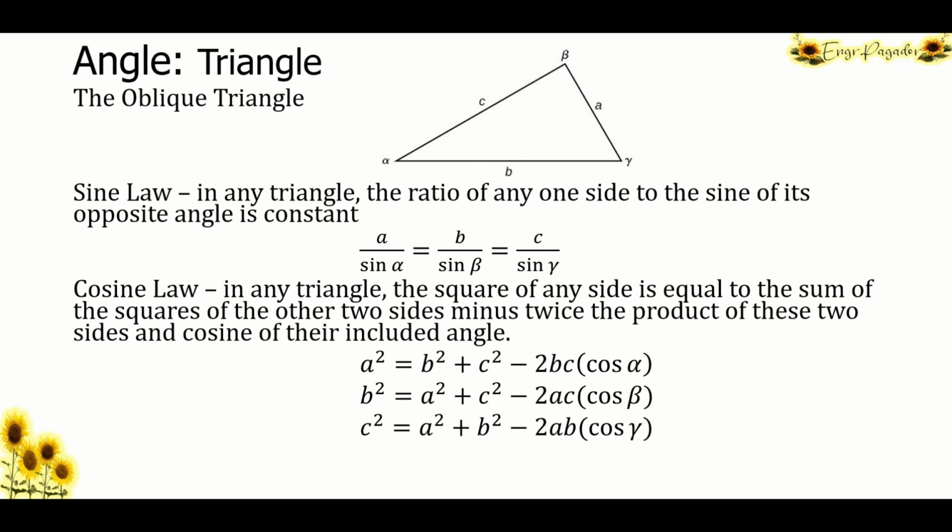For cosine law, in any triangle, the square of any side is equal to the sum of the squares of the other two sides minus twice the product of these two sides and cosine of their included angle. So for this one, if we are going to solve for side A, this will be the formula. Square natin yung other two sides, which is si B and C. Tapos i-add natin, and then we subtract twice the product of the two sides given, and then multiply it to cosine of the included angle. So, included angle natin dito is alpha. Or we can just say na cosine of the opposite angle of the unknown side.